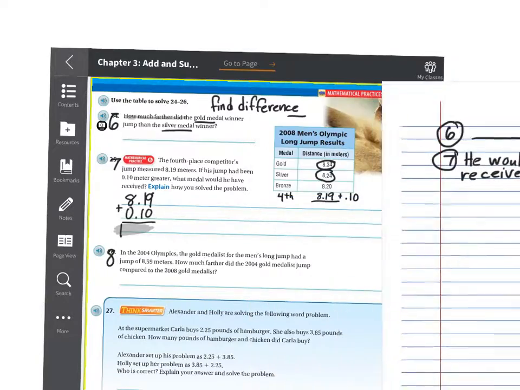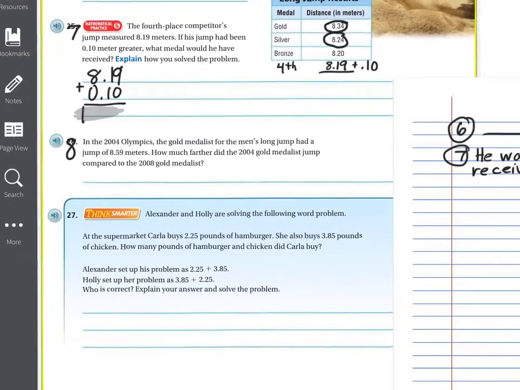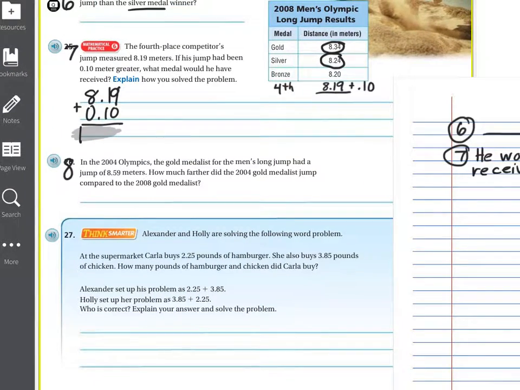Okay. So now looking at number 8, in the 2004 Olympics, the gold medalist for the men's long jump had a jump of 8.59 meters. How much farther did the 2004 gold medalist jump compared to the 2008? So you're going to be comparing the gold medalist from 2008, which is here, to the gold medalist in 2004, which is here. So it's asking for a difference. We've already talked about what to do with a difference. So I'm going to let you answer that question.